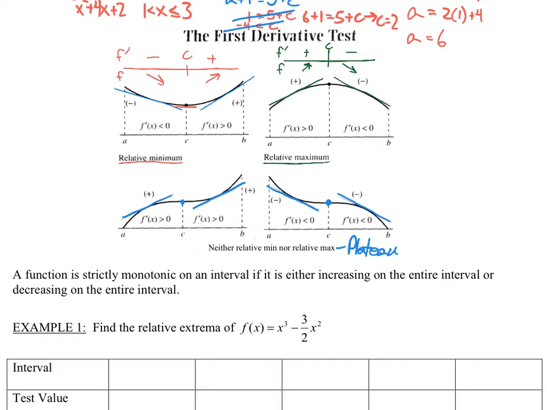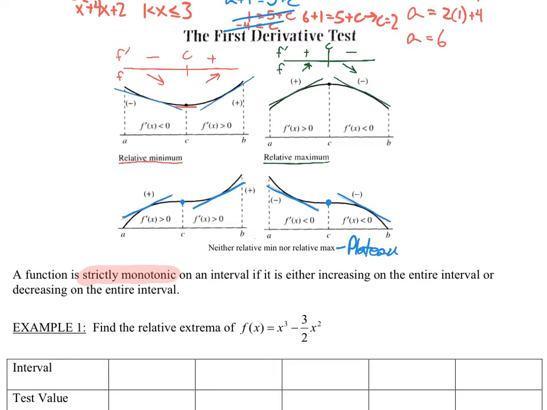Now, there is a term here that you ought to be familiar with, and that is strictly monotonic on an interval. This means that on an interval, it's either increasing over the entire interval or it's decreasing on the entire interval. Now, when we have a plateau point, is it increasing at the plateau point? No. So technically speaking, we shouldn't say it's strictly monotonic all the way from A to B.